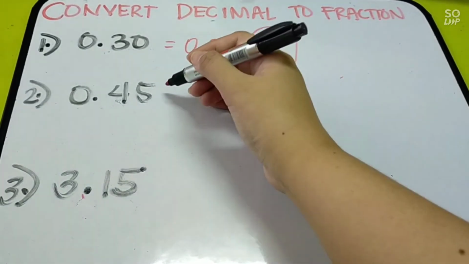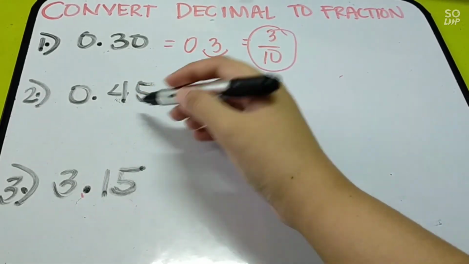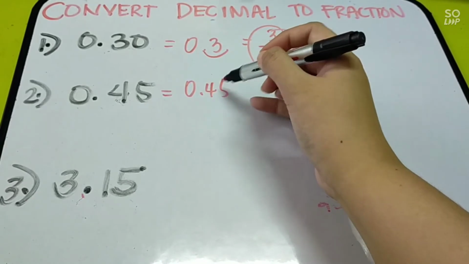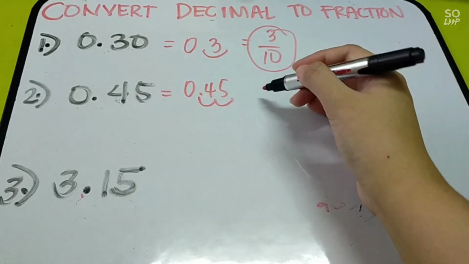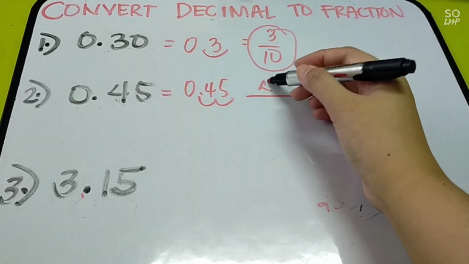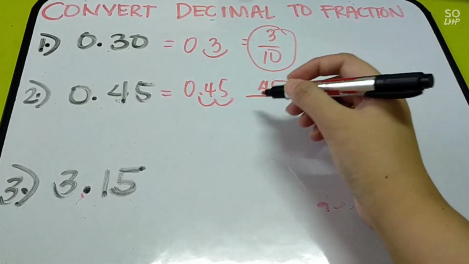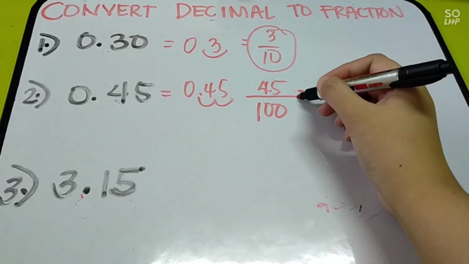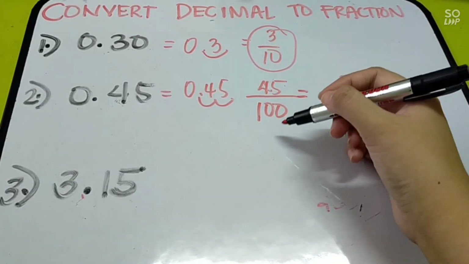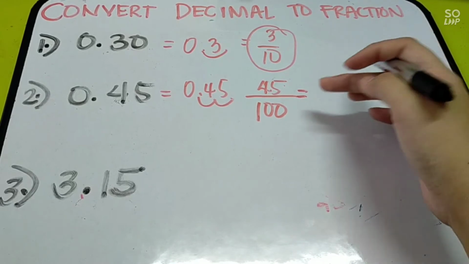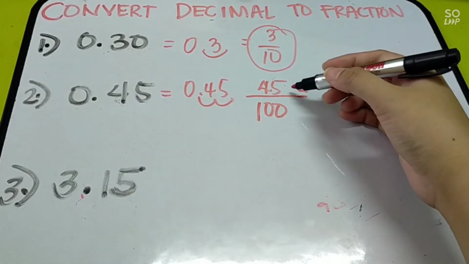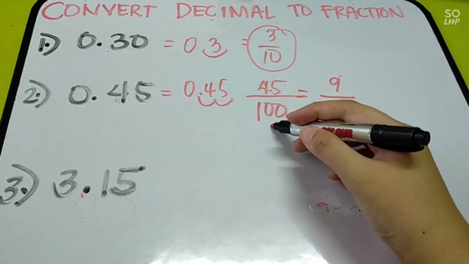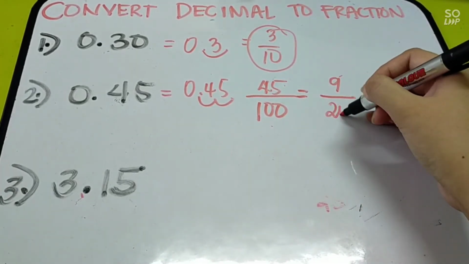Naintindihan? So, number 2, we have here 0.45. Move mo lang. 1, 2. So, dalawang beses ka magmo-move. So, magiging siyang 45 over. Since dalawang magmo-move, dalawang 0. 100. Okay? So, it is equal to, si 45 and 100 divisible by 5. So, you are going to divide it by 5. So, 45 divided by 5, the answer is 9. Over 100 divided by 5, the answer is 20. That is it.